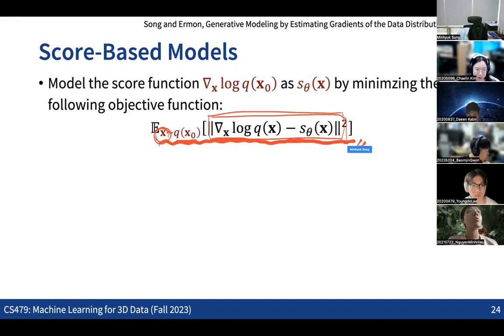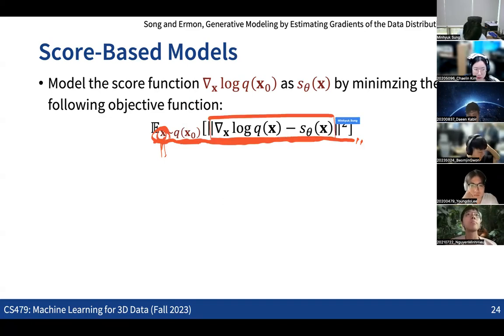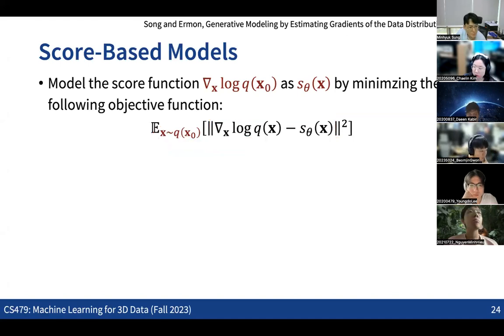But can you see the problem with this model, especially this objective function? We are sampling the data point X from our data distribution, calculating the score for the sample, and then checking whether our score prediction network can predict the accurate score at the point that we sampled from the data distribution, right? What is the issue with this? Any idea?